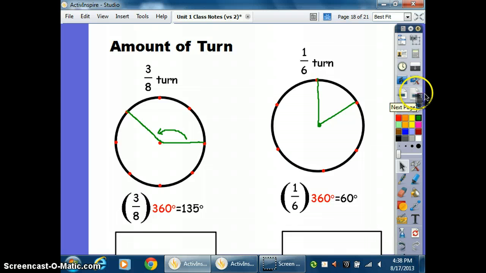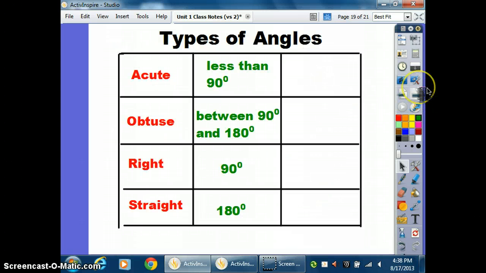There's 4 types of angles. An acute angle is less than 90 degrees. Now I've drawn them maybe a little different. You choose how you want to draw it, but I sketched an acute angle like this. Okay, we'll highlight the vertex. Okay, and you can see it's less than 90.